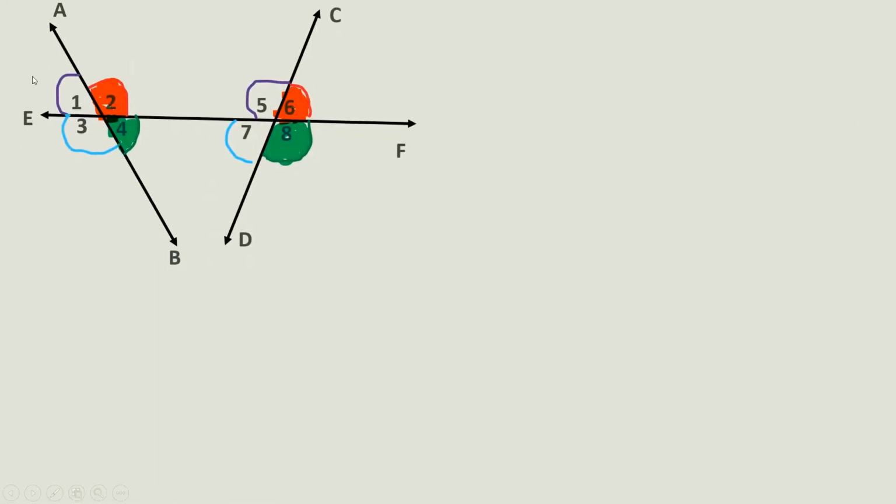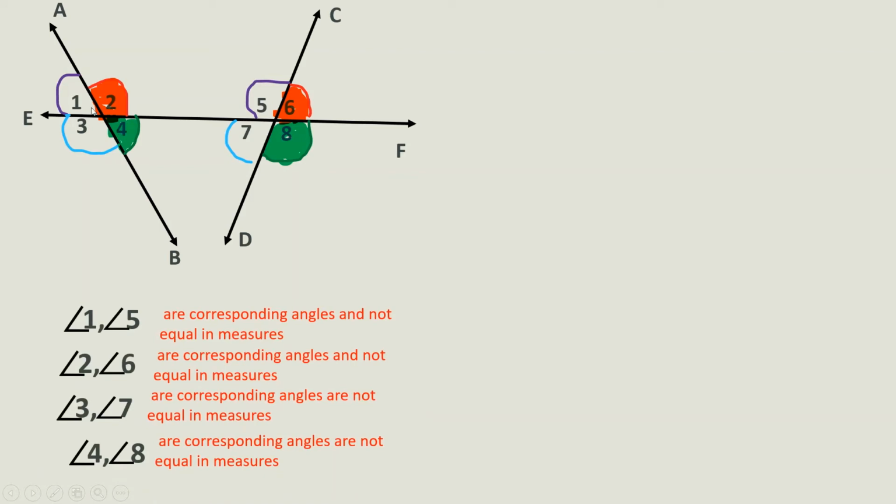Let's see some more examples. Here, angle 3 and angle 7 are corresponding angles, but they are still not equal. 1 and 5 are corresponding angles, they're not equal. Angle 2 and angle 6 are corresponding angles, but they are not equal. And also, angle 4 and angle 8 are corresponding angles, but they are not equal.